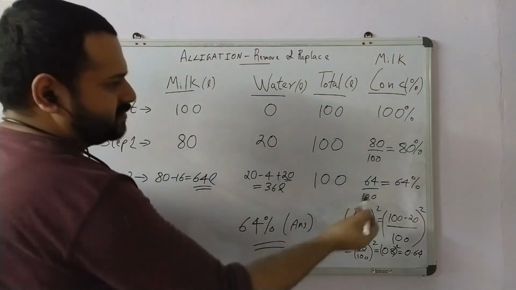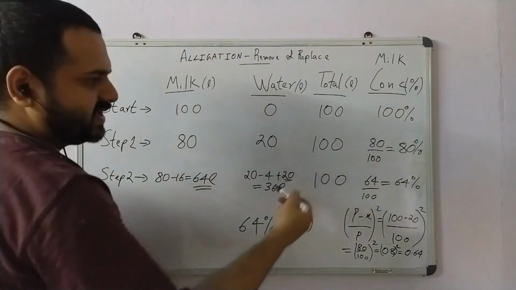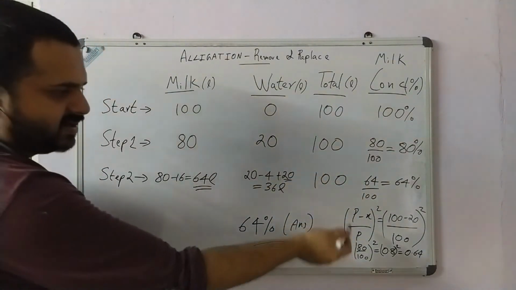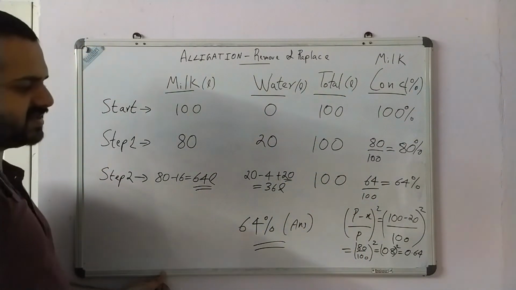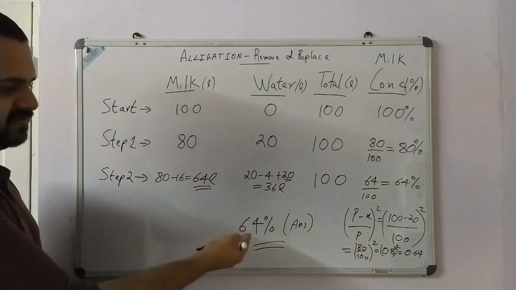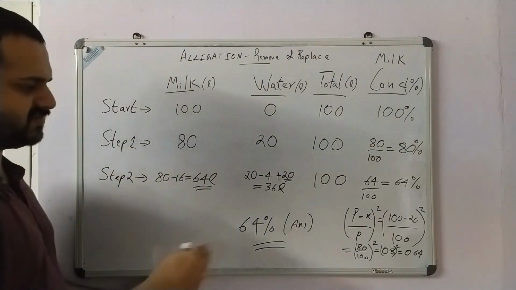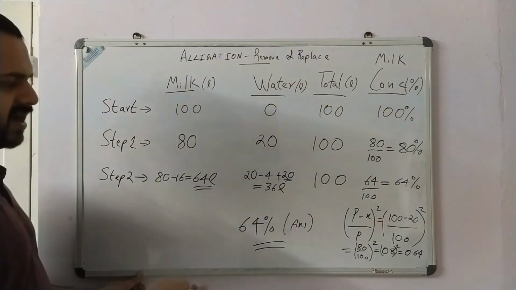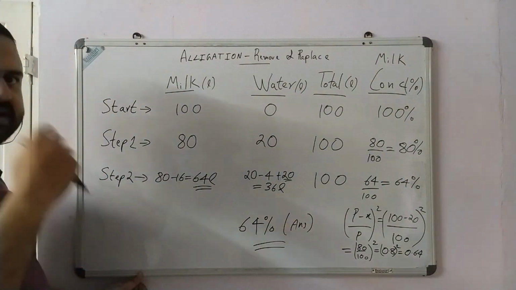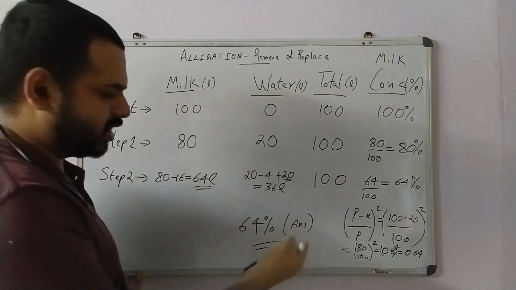right? So we check this manually as well, step by step, and with the formula as well, you get the answer that after step 2 the concentration of milk in the solution is 64%. Now if somebody asks you how much milk is there in the solution, how do you do that?